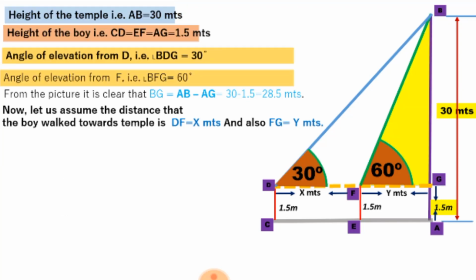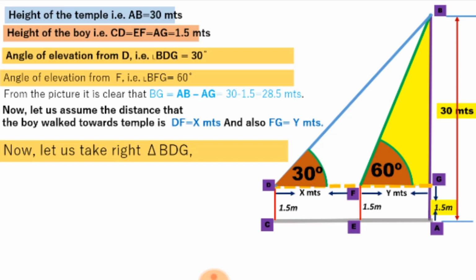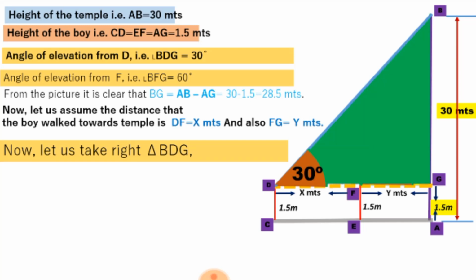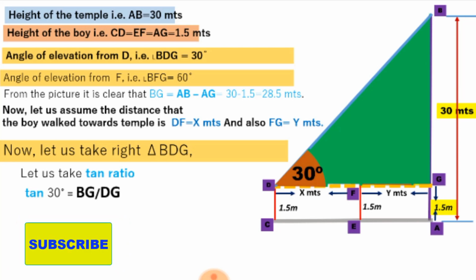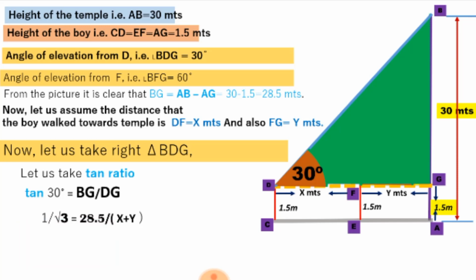Now let us take one more right triangle, that is right triangle BDG. In this right triangle BDG, we have the opposite side BG equals 28.5 meters, and for the 30 degrees angle, the adjacent side is DG, that is the sum of the lengths of DF and FG, that is x plus y. So here also we need to establish a relationship between the opposite side and the adjacent side. So that's why we take the tan ratio. So tan 30 degrees equals BG by DG. Here the tan 30 value is 1 by root 3, BG equals 28.5 and the DG value is x plus y. Now on simplifying this we get x plus y equals 28.5 into root 3. Take it as equation 2.